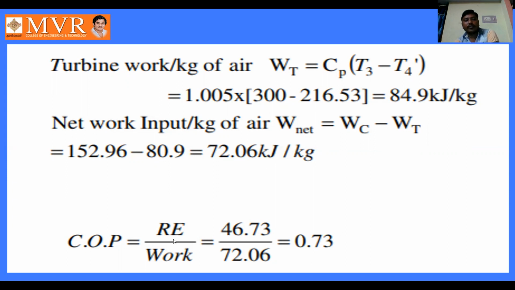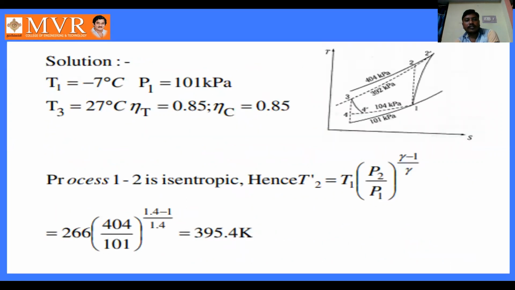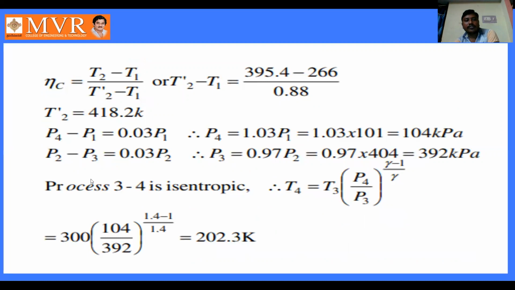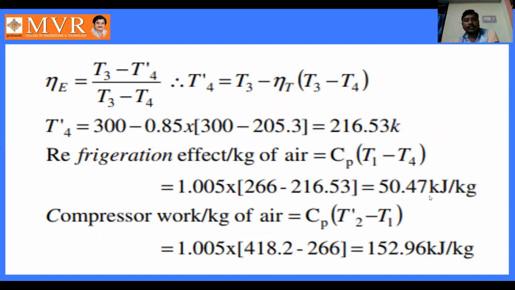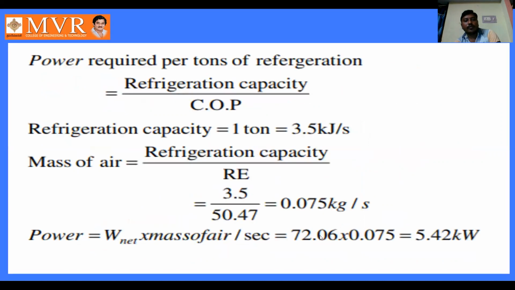Hence the coefficient of performance is equal to the refrigeration effect by work done. The refrigeration effect we have got is 50.473, and hence we are taking it as 46.73, and the work done is 72.06. Hence the coefficient of performance is equal to 0.73.